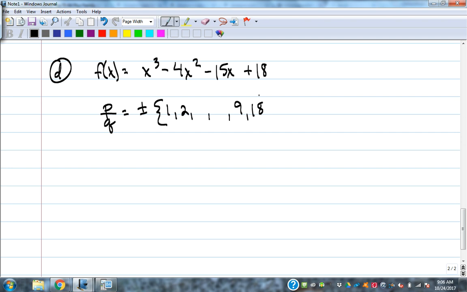Missed a couple. 6 and 3 also go into 18. We'll need both of those, actually. All right. Now, the next step is to graph the polynomial. So we'll use the graphing calculator to do that.